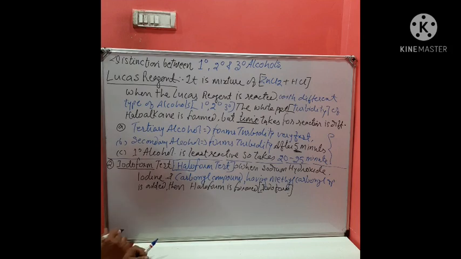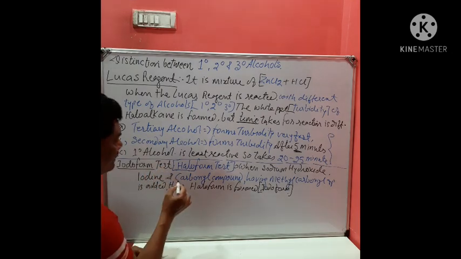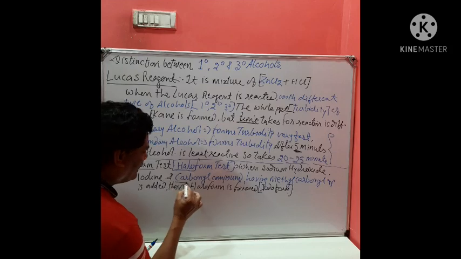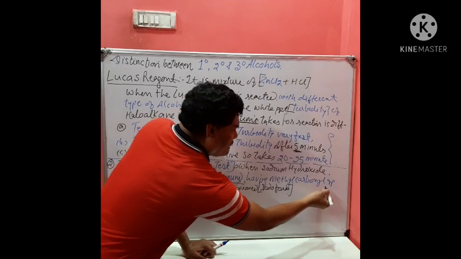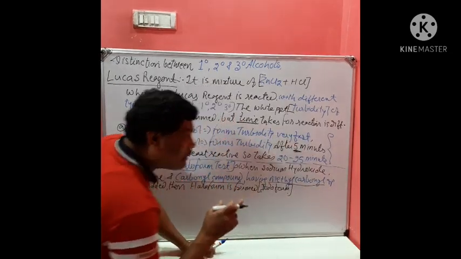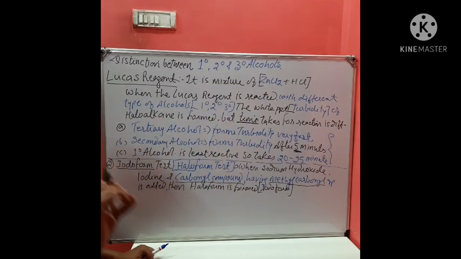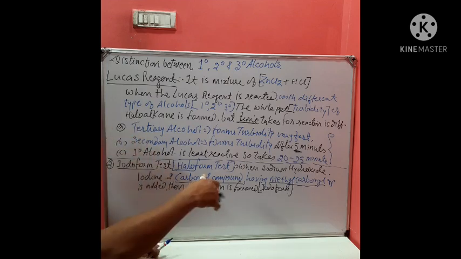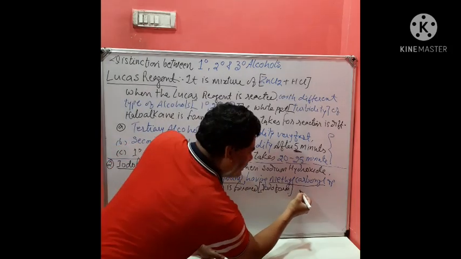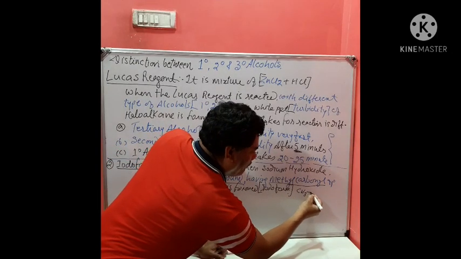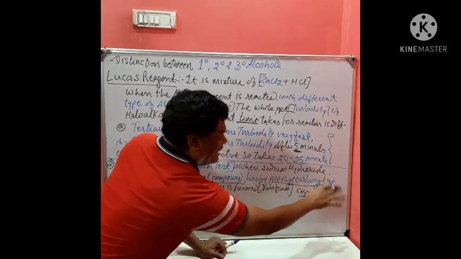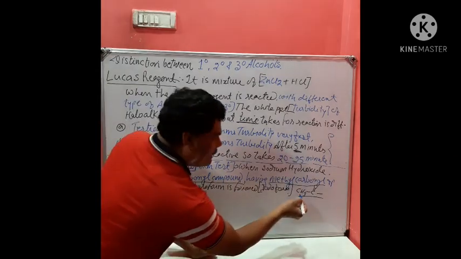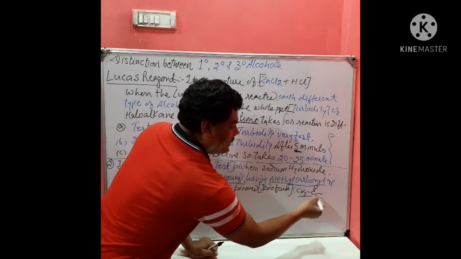Student, the most important thing is that the haloform reaction is only given by a carbonyl compound, and this carbonyl compound must have a methyl carbonyl group. That is, in the given carbonyl compound there must be CH3 directly attached with CO, and here there may be any other thing. This is called methyl carbonyl.